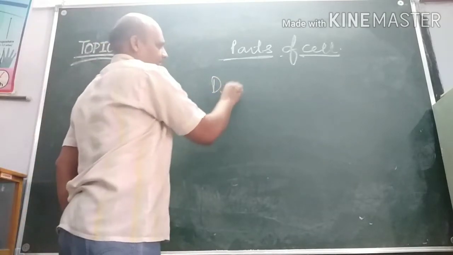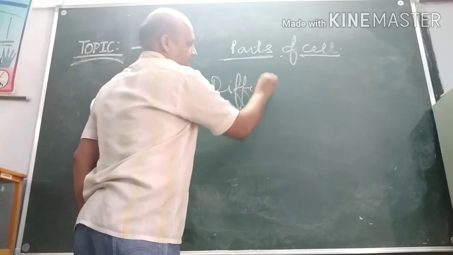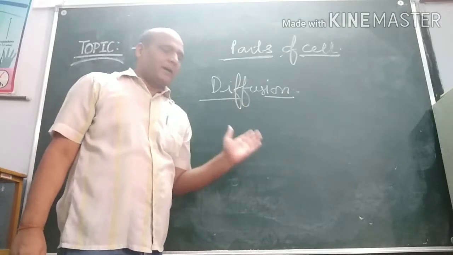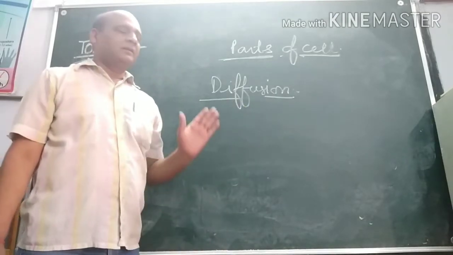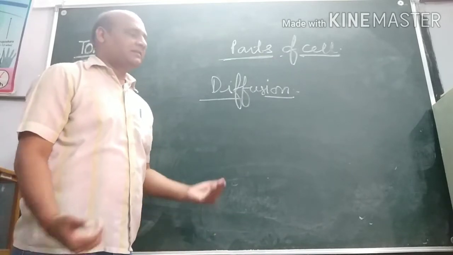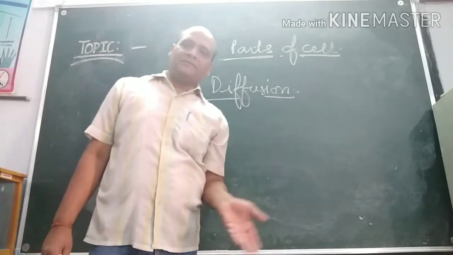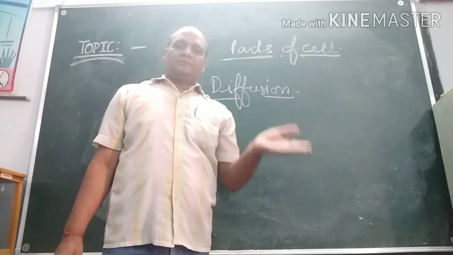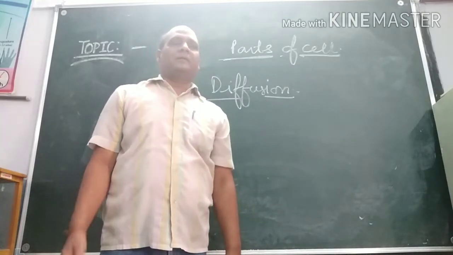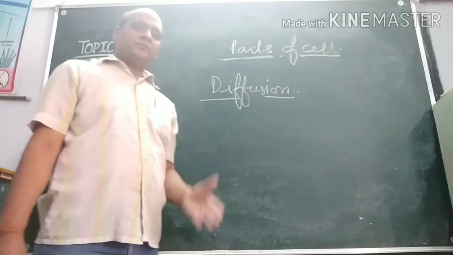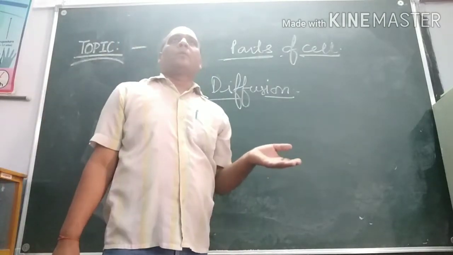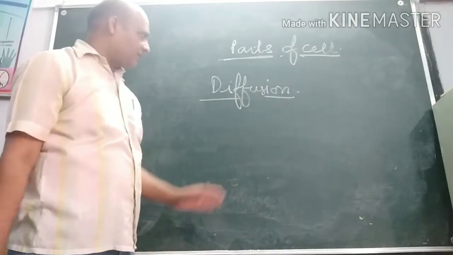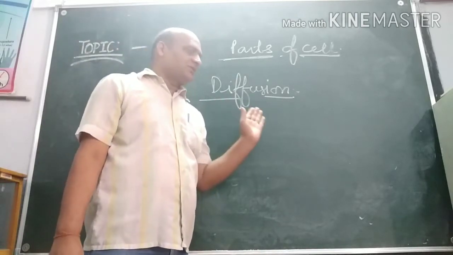Diffusion: the movement of substance molecules from higher concentration to lower concentration is called diffusion. Various examples of diffusion in our daily life are the spreading of scent when a bottle is opened in a room, and diffusion of sugar crystals in water. Diffusion takes place in all states of matter.